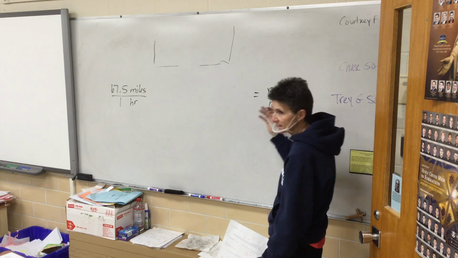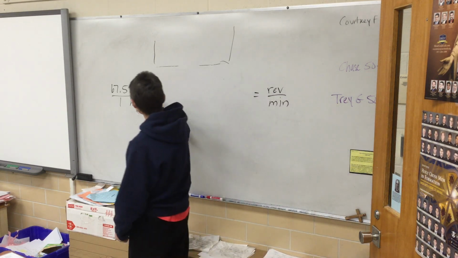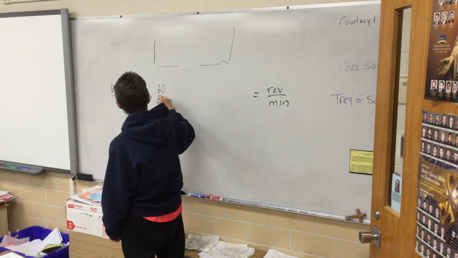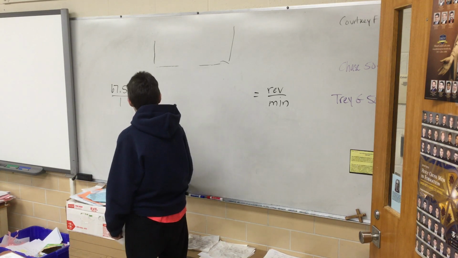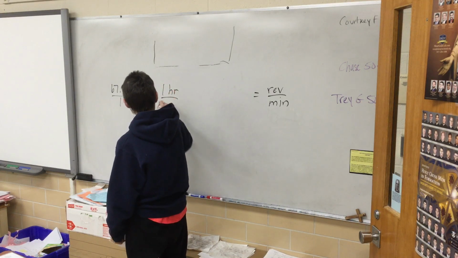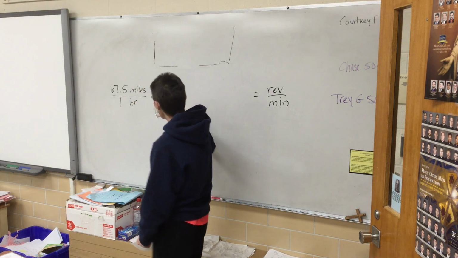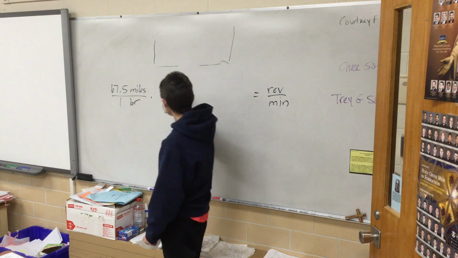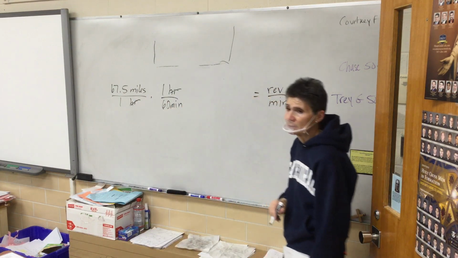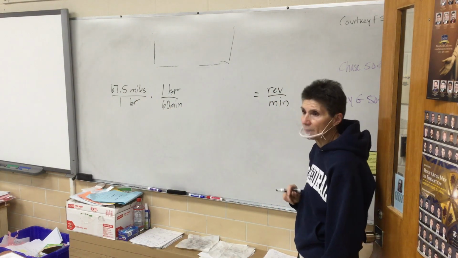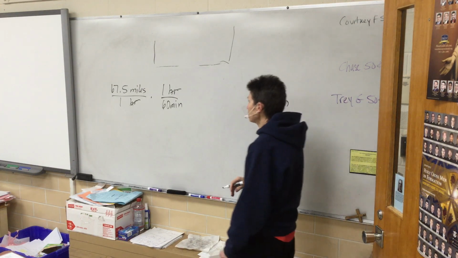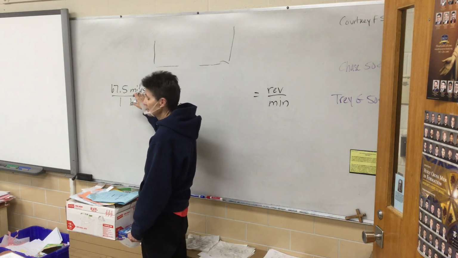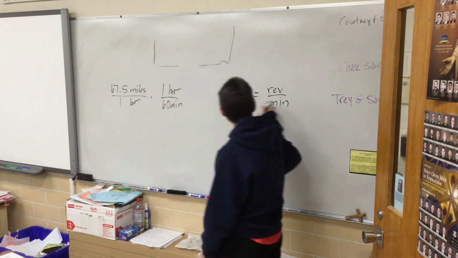Well, the minutes is easy. We know that 1 hour is 60 minutes, but I need that at the bottom. I knew I had it upside down because I need these to cancel, right? And I want my minutes in the bottom. So that part's done. So now I have to get from a distance to a revolution.